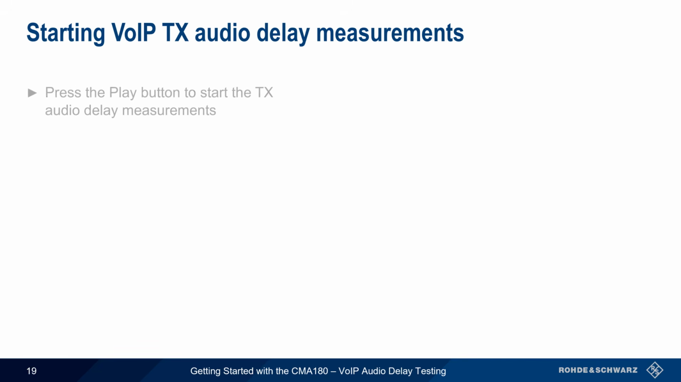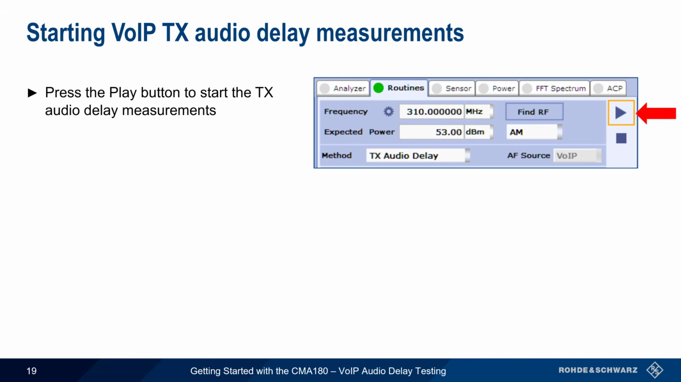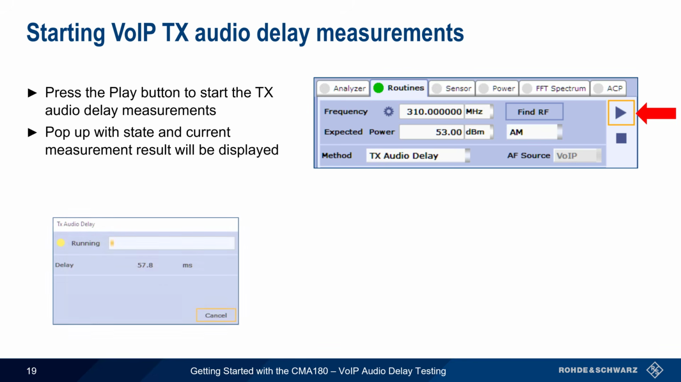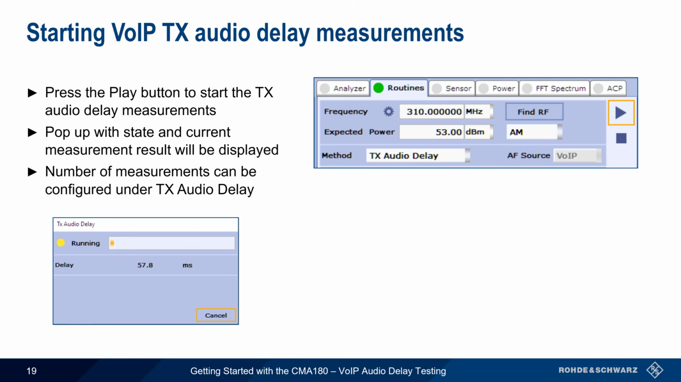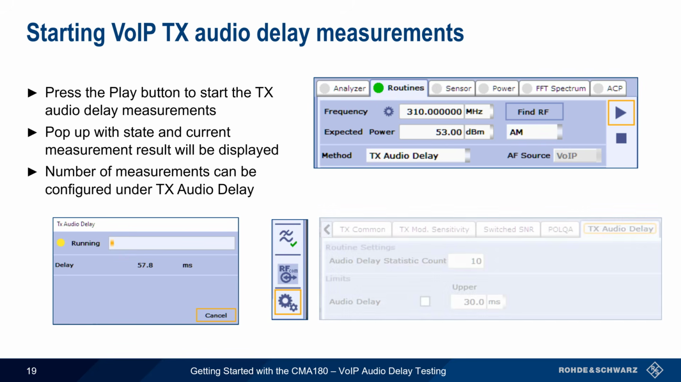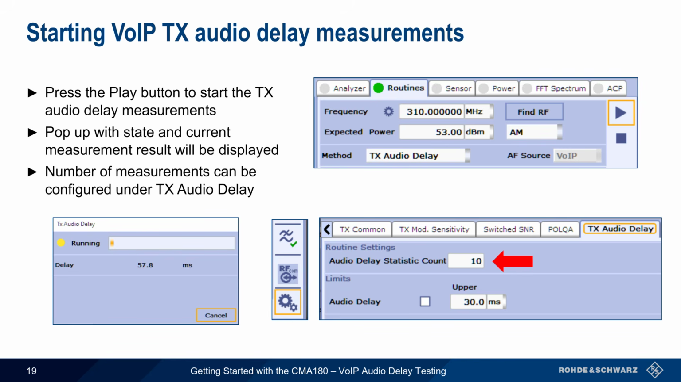To start the measurement, press the play button on the right-hand side of the screen. A pop-up window showing the measurement state and the current measurement result will appear. Note that the number of measurements can be displayed by clicking on the configuration icon and then adjusting the audio delay statistics count under the TX Audio Delay tab.